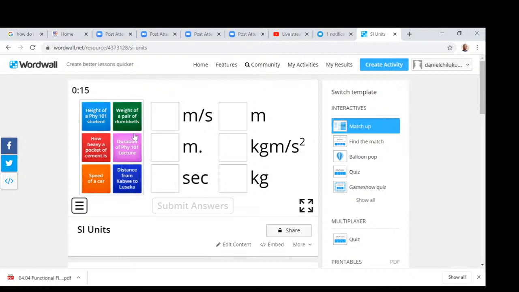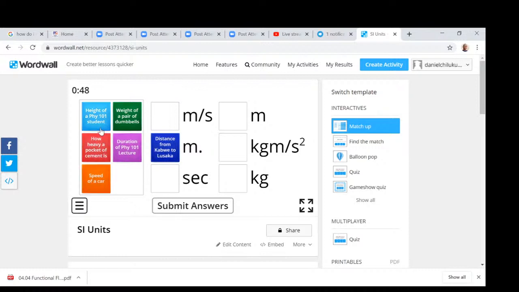So let us start with this one, the distance from Kabwe to Lusaka. Since it is a distance, you know that you must measure it in the SI units, in meters. So you can put it there. You can either put it here or put it here, wherever you want. These are all the same.